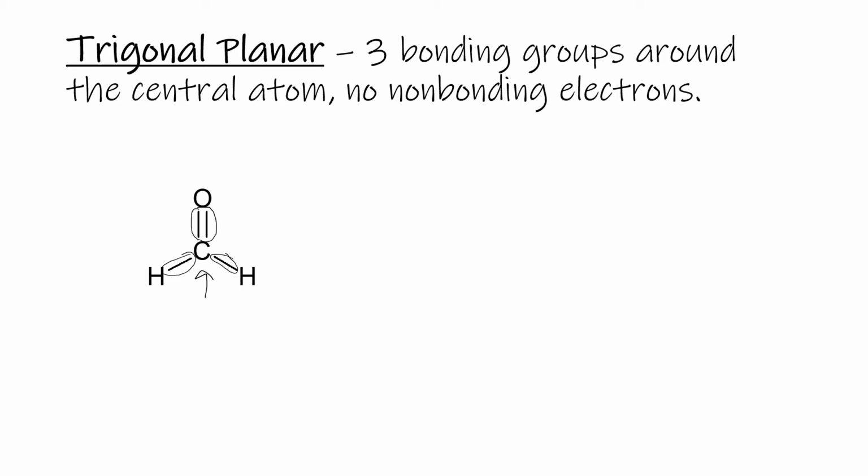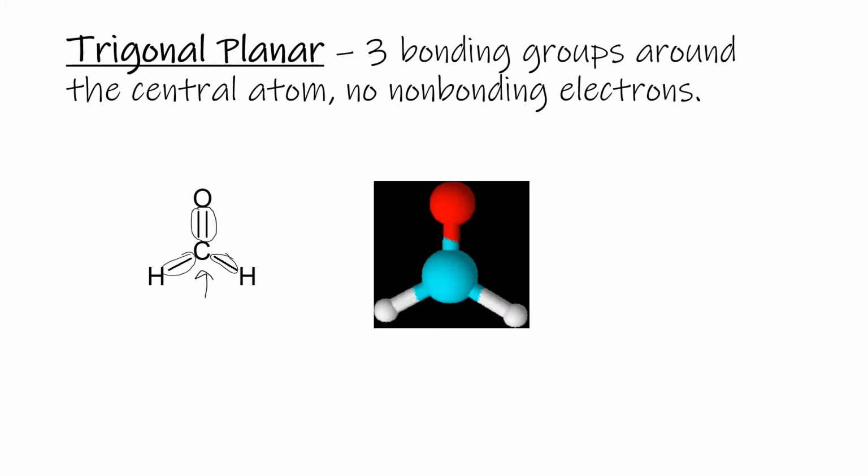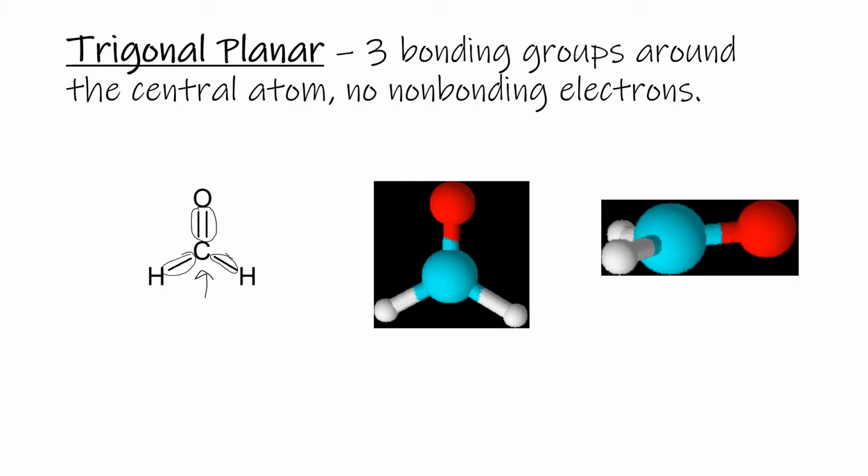The trigonal part means that it looks like a triangle. Planar means that it is flat. It is on a single plane. Here is a space-filling model of what that looks like, and then I've turned the model. The blue is the central carbon, the red is the oxygen, and the white are the hydrogens. You can see that the hydrogens and the oxygen are all on the same plane, which is why it's a trigonal planar molecule.